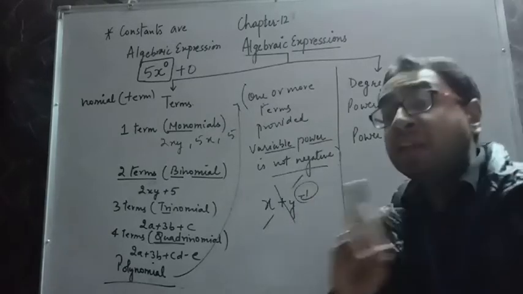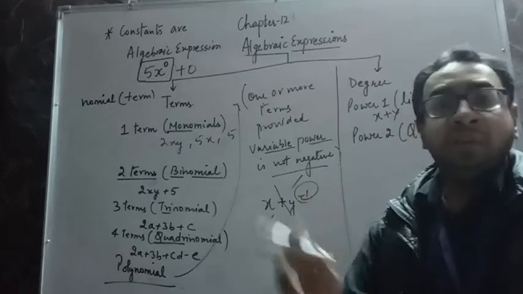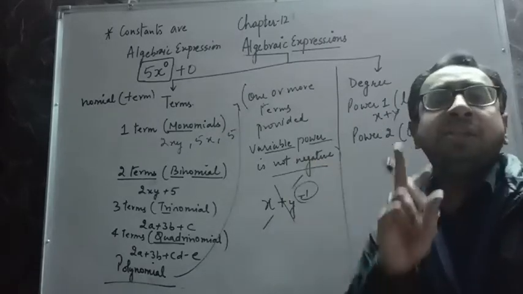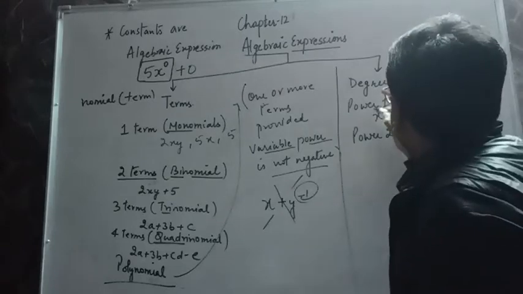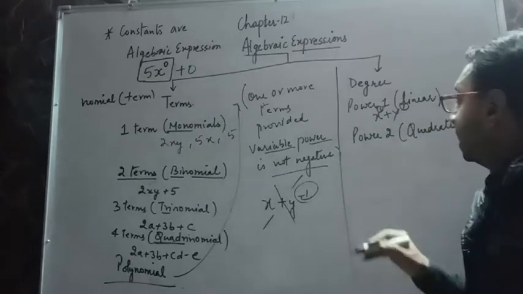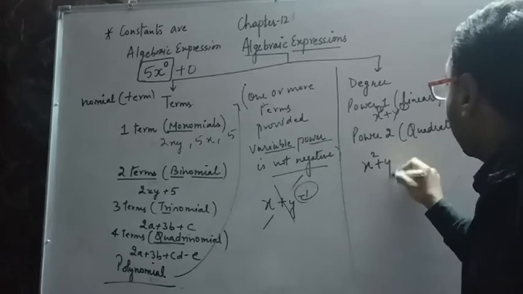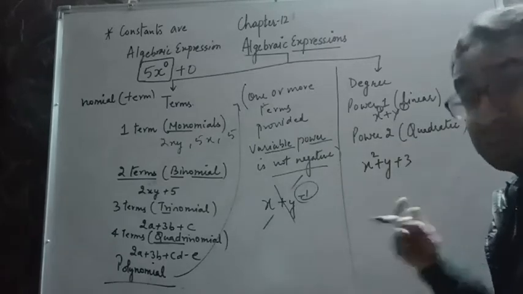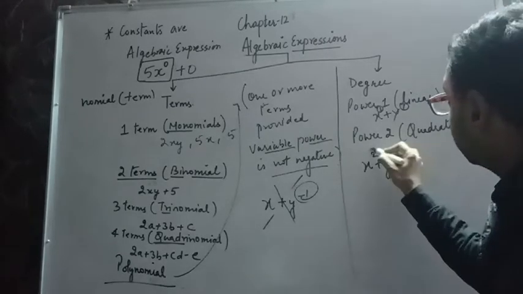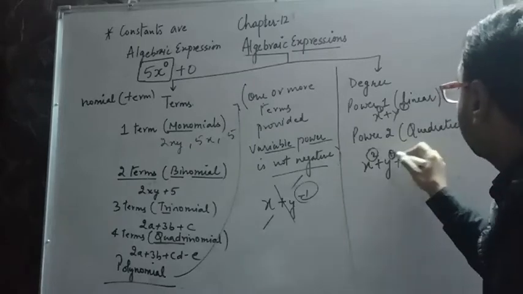Now in case of degrees, terms are not defined. Terms can be any number, but the highest power should be 1. Here also power is 1, here also power is 1. Clear? Next, power 2. X square plus y plus 3. It's a quadratic algebraic expression because highest power is 2. Here 1, here is no power.